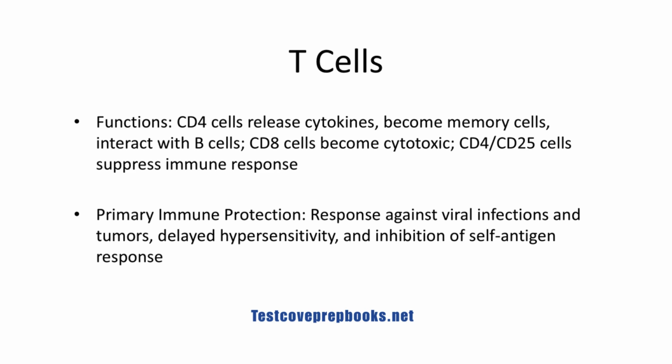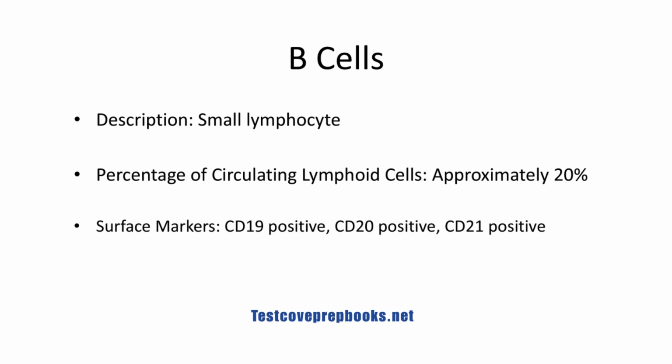CD8 cytotoxic cells destroy abnormal cells. CD4 and CD25 regulatory cells suppress immune responses. Overall, T cells provide protection against viral infections and tumors, play an important role in delayed hypersensitivity, and help regulate self-antigen responses. B cells are also small lymphocytes, making up about 20% of circulating lymphoid cells.